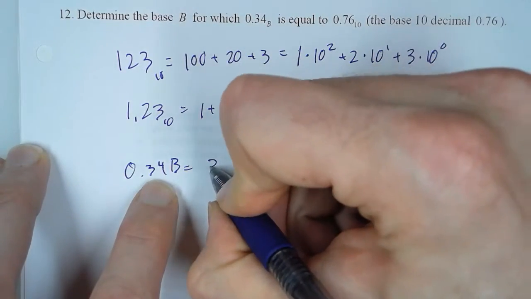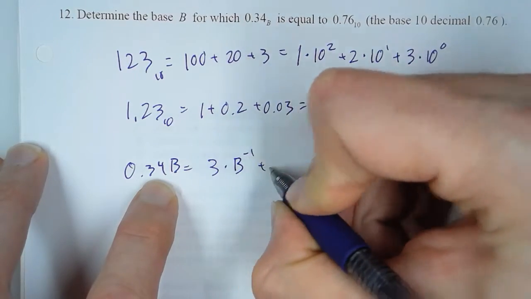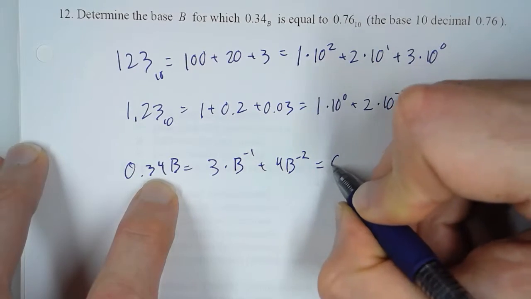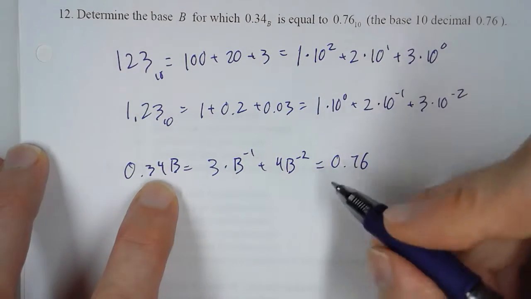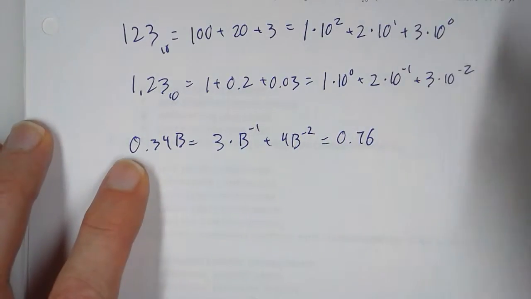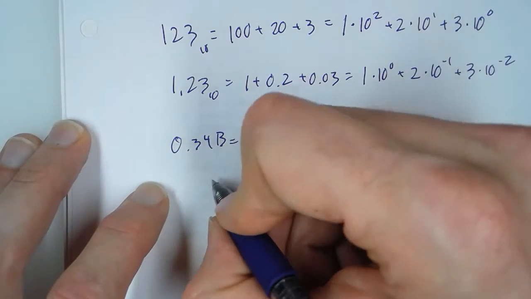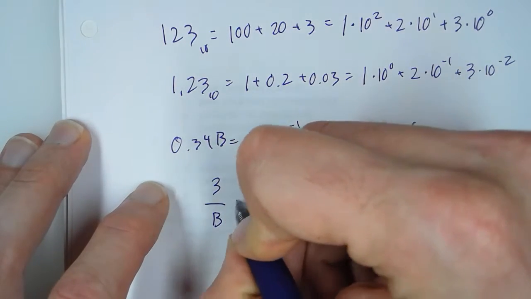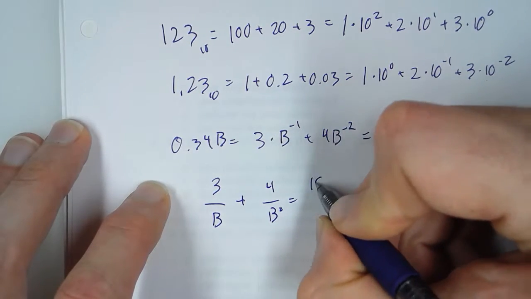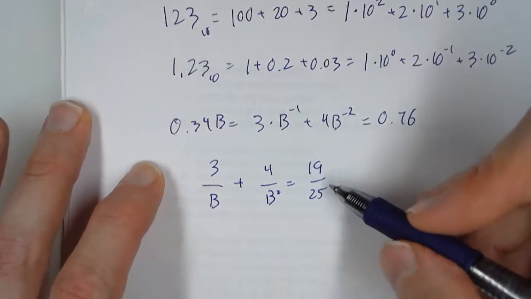And so that means we have 3 groups of b to the negative 1. And we have 4 groups of b to the negative 2. And what that equals is 0.76 in base 10. And anything in base 10, we can write it as is. So what does this mean? Well, this means we have 3 over b plus 4 over b squared equals 19 over 25. That's 0.76 as a fraction.